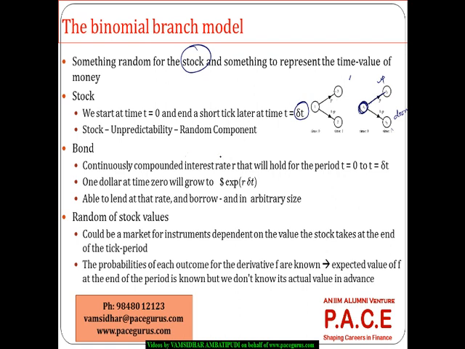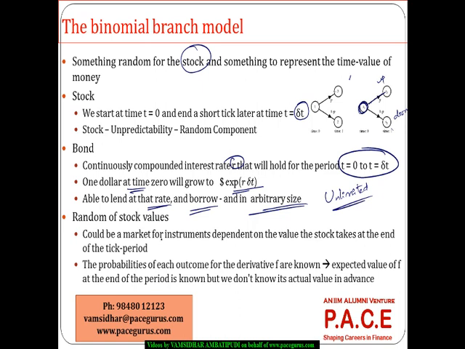When we talk about a bond, we are talking about one constant interest rate which is continuously compounded from the period 0 to delta t. Which means if I have invested $1 right now, it is going to give me e to the power of r delta t at the end of the delta t time period. And we are making an assumption that we are able to lend at that rate, borrow at that rate, and whatever is the size, the amount that we want to lend or borrow, unlimited lending and borrowing can happen at the risk-free rate.